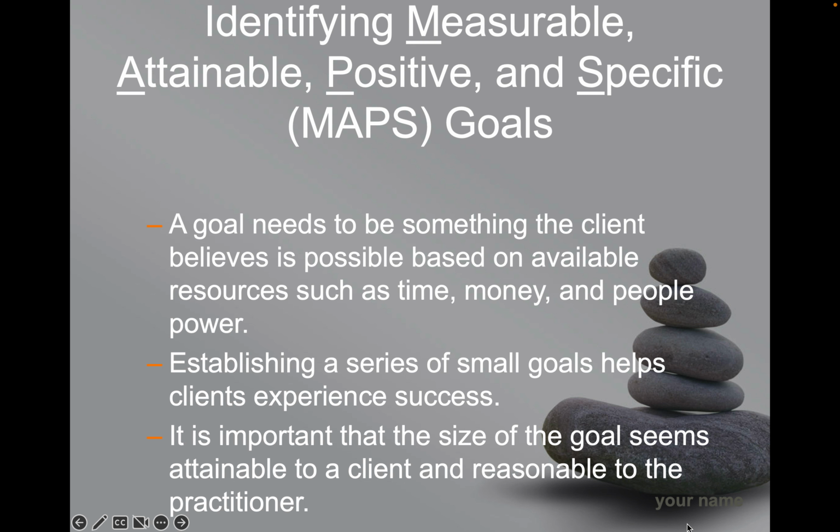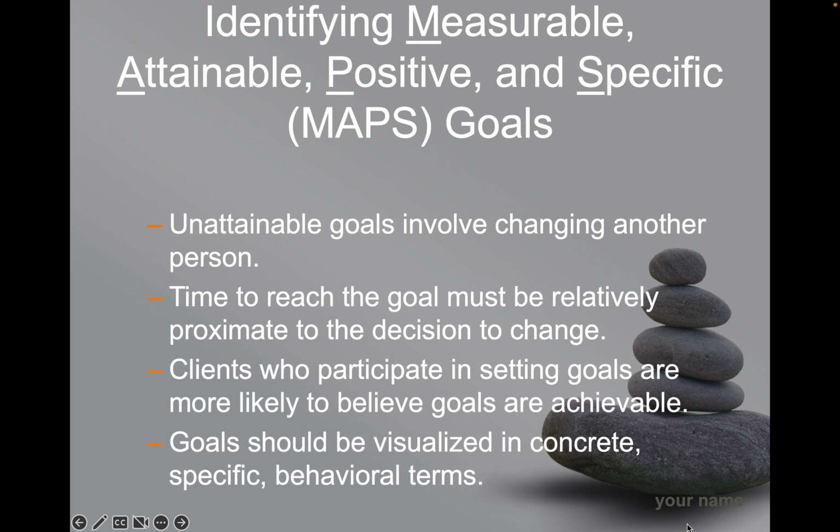A goal needs to be something that the client believes is possible based on available resources such as time, money, and people power. Establishing a series of small goals helps clients experience success. It is important that the size of the goal seems attainable to a client and reasonable to the practitioner. Unattainable goals involve changing another person. Time to reach the goal must be relatively proximate to the decision's change.